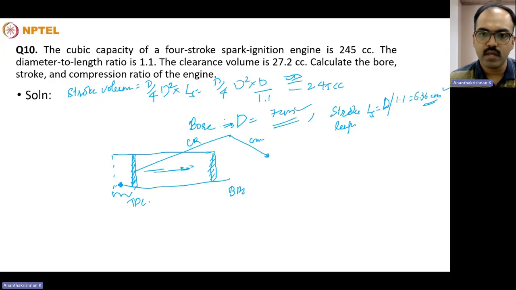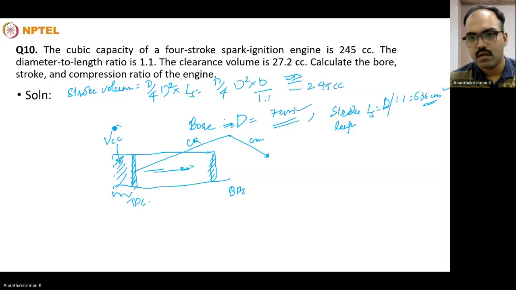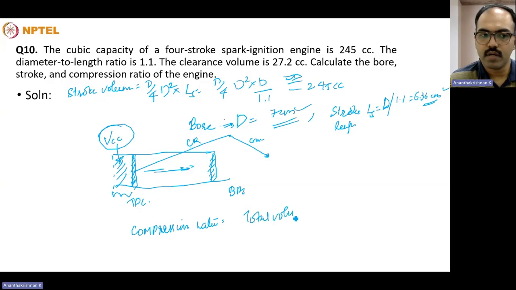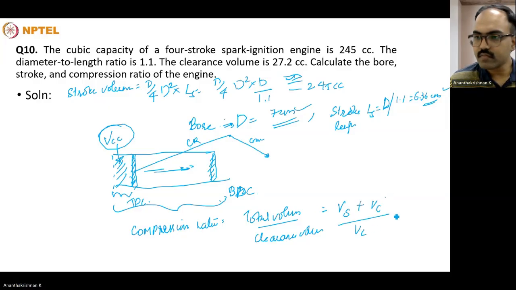There will be a small volume in which the total air-fuel mixture will be compressed. That will be equal to the clearance volume. So the compression ratio could be written as, it's basically a mathematical term, equal to the total volume divided by the clearance volume. The total volume will be equal to the stroke volume from the top dead center to the bottom dead center plus the clearance volume, divided by the clearance volume. Could be written as Vs plus Vc divided by Vc.